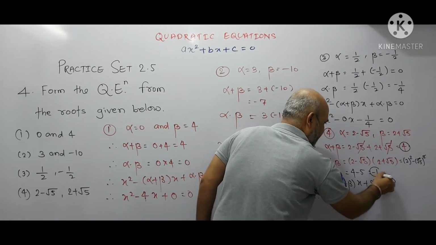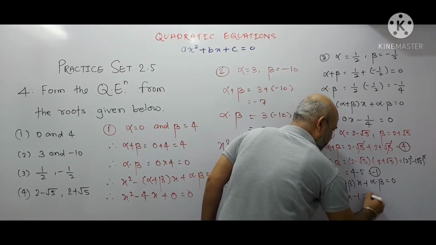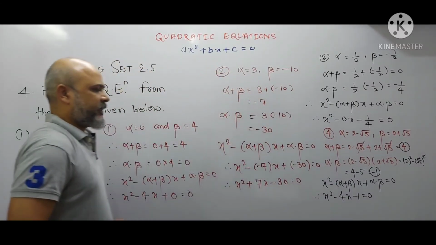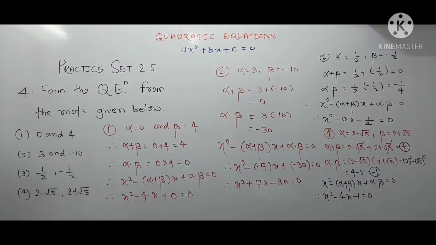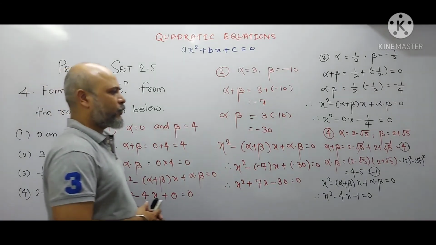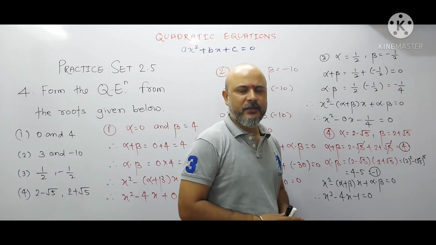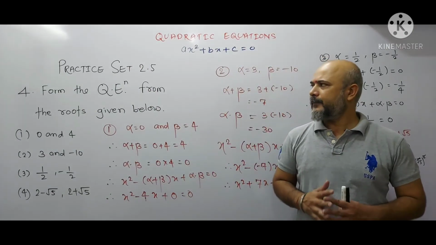Alpha into beta is minus 1, so you get minus 1, this is equal to 0. So this is the required quadratic equation when the roots are given. Okay students, so this is the question number 4 of practice set 2.5.